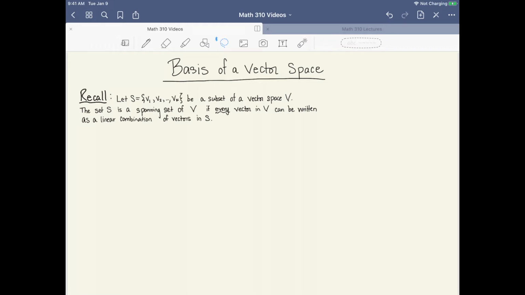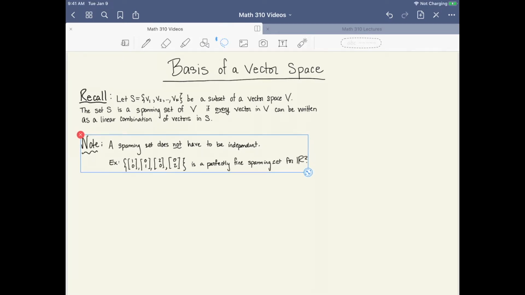There's something important to note though, and that's that your building blocks don't have to be a minimal set of building blocks. There may be building blocks that you don't need. So what I mean is that a spanning set doesn't have to be independent. For example, you can take the four vectors (1, 0), (0, 1), (2, 0), and (0, 2). That's a perfectly fine spanning set for R2 because every vector in R2, which are just vectors of the form (a, b), can be written as some linear combination of these four vectors.